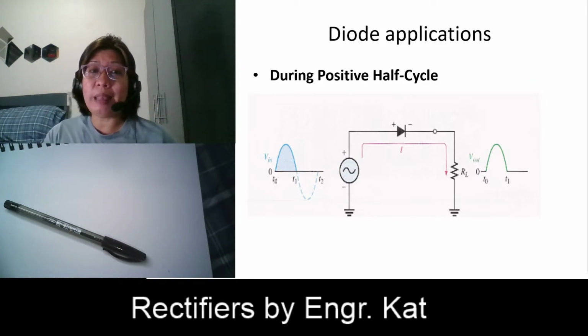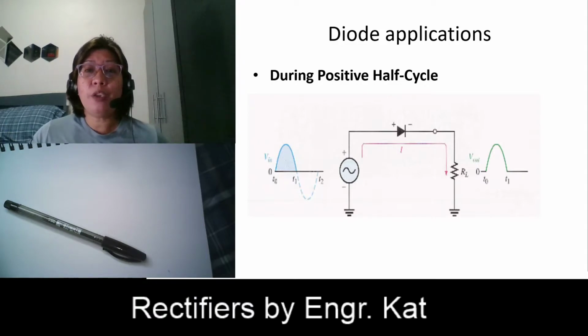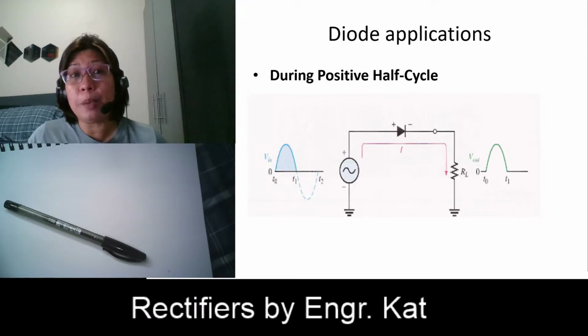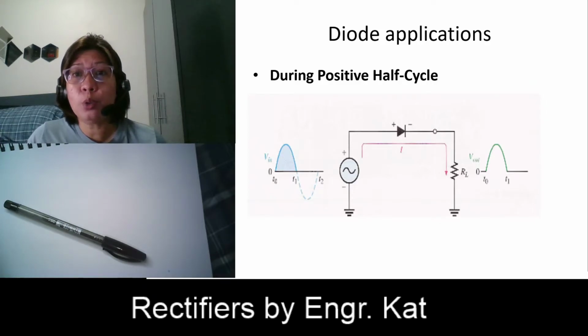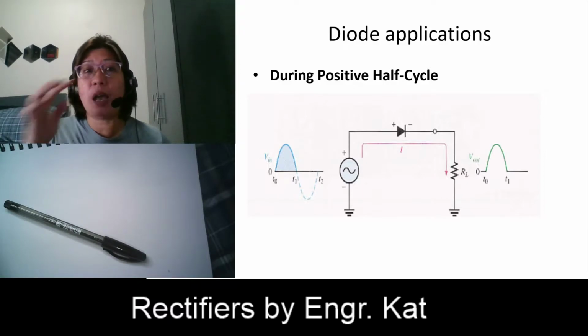Considering this as an ideal diode, your output is totally equivalent to your input signal here. However, your signal here is changing. Let us say when your input is 0, your output is also equal to 0. When your input is increased, your output is also increased. When your input reaches the peak value, your output also reaches the peak value. So whatever your input looks like, your output will also look like your input. That is during the positive half cycle.